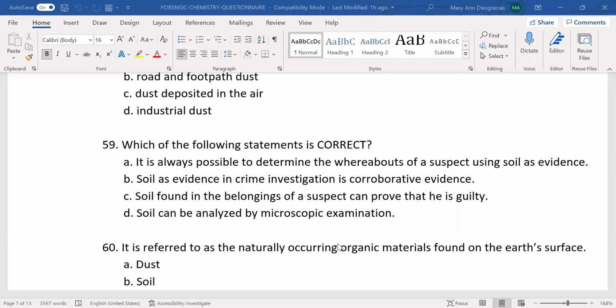Letter C, tanggal yan. Kasi best. Okay, letter B. Kasi letter B, bravo. It is always possible to determine the whereabouts of a suspect using soil as evidence. Paano pag walang nakuhang soil sample sa suspect? So, across nyo yung letter A, hindi siya pwede. B, soil as evidence in crime investigation is corroborative evidence. Okay, so that's the answer. Kasi circumstantial evidence yan.